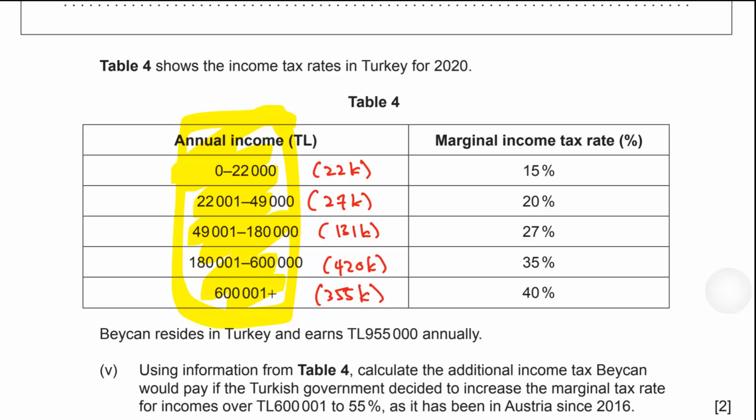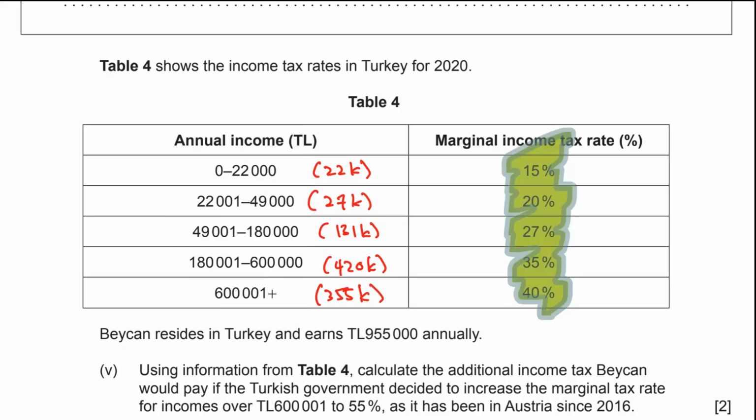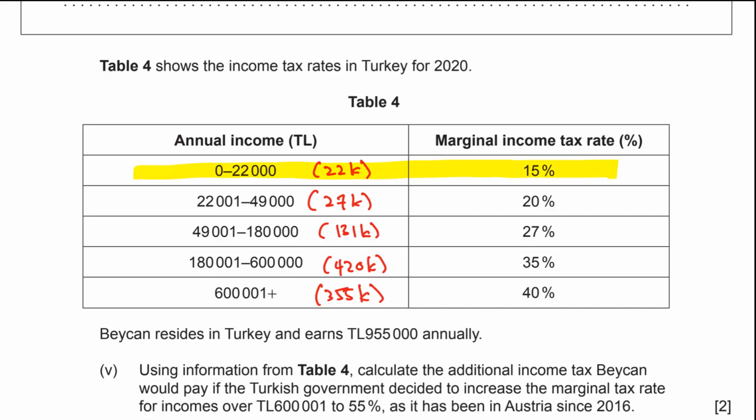And then we've got these things called marginal income tax rates. For that first bracket, between 0 to 22,000, the marginal income tax rate is 15%. Between 22,000 to 49,000, the marginal income tax rate is 20%. And between 49,000 to 180,000, the marginal income tax rate is 27%, etc., etc.